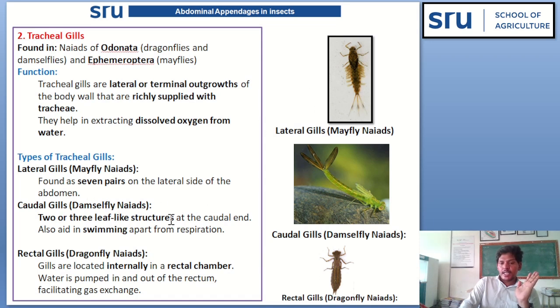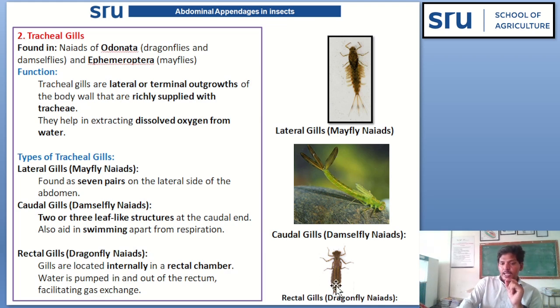Caudal gills are there in damselfly nymphs. They are 2 or 3 leaf-like structures. See, 1, 2, 3 leaf-like structures at the caudal end. They also help in swimming apart from respiration. They help in respiration as well as in swimming.